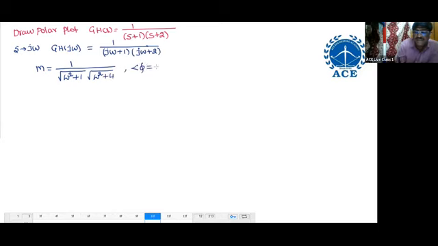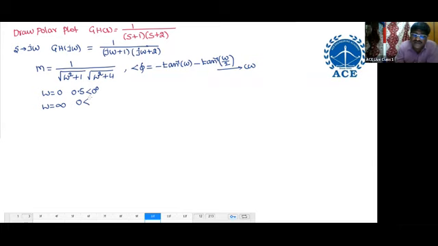Phase angle: minus tan inverse omega minus tan inverse omega by 2. Direction is clockwise because negative tan means clockwise direction. Now omega 0, what is the magnitude? Put omega 0, it is 0.5. Angle is 0 degrees. Omega infinity, what is the magnitude? 0. What is the angle? Minus 180 degrees.